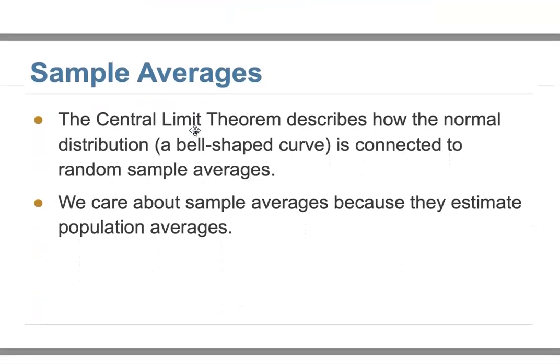At the beginning, let's quickly recap what we learned about the central limit theorem in the previous lecture. Remember, when we talk about the central limit theorem, we use our sample average. The central limit theorem describes how the normal distribution, a bell-shaped, well-balanced and smooth curve, is connected to the random sample average. We care about the sample average because it can give us an estimate of the population average. Also remember, in our previous lecture we took the sample average 10,000 times, and the empirical distribution looked very much like a normal distribution. That's how we came to the central limit theorem.